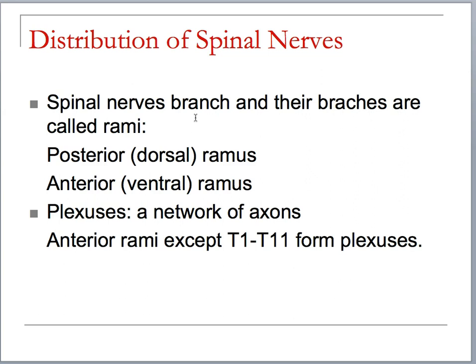You have a dorsal ramus, which is responsible for sending those axons of neurons as a nerve towards the dorsal portion of the body. Likewise, the anterior or ventral ramus does exactly the same thing. You do not have anterior rami, okay, such that you do not see T1 through T11 to form plexuses. So everything but thoracic 1 through thoracic 11 will form a plexus inside the body.